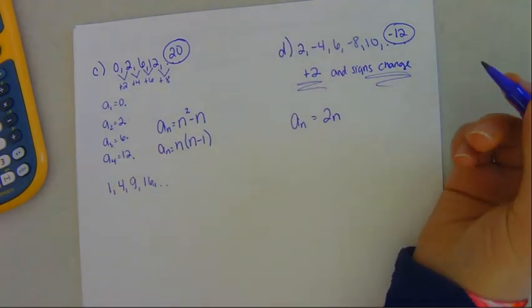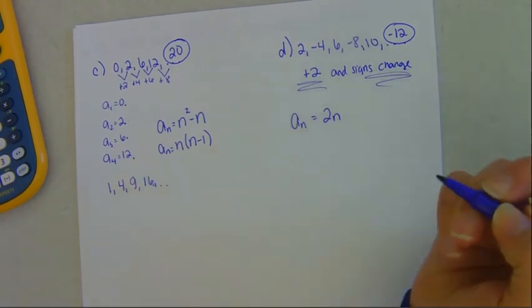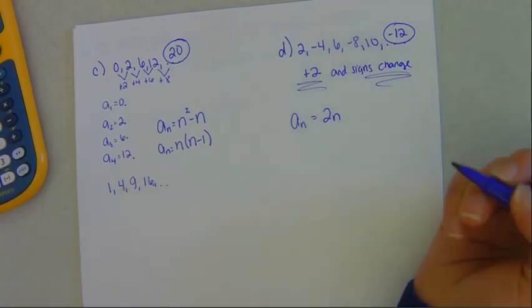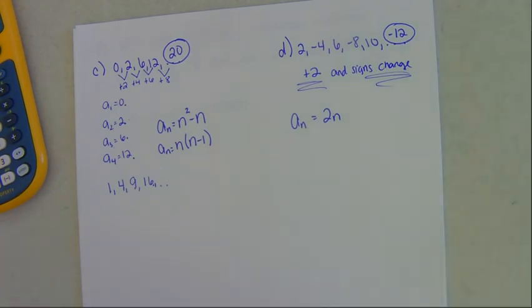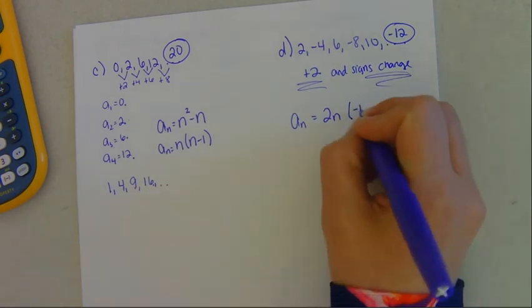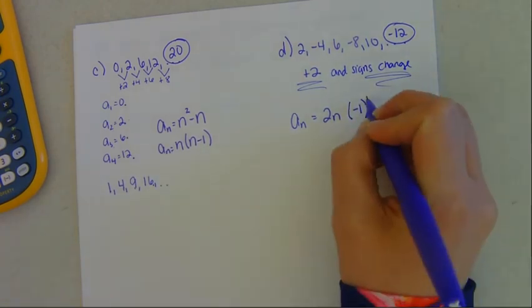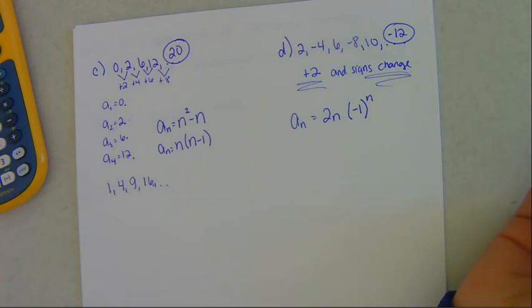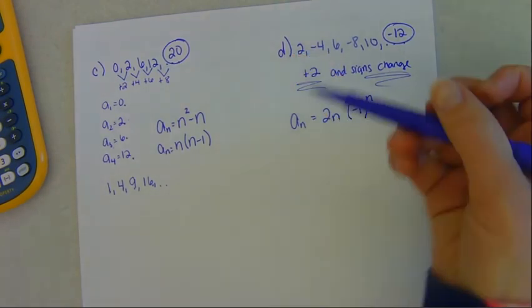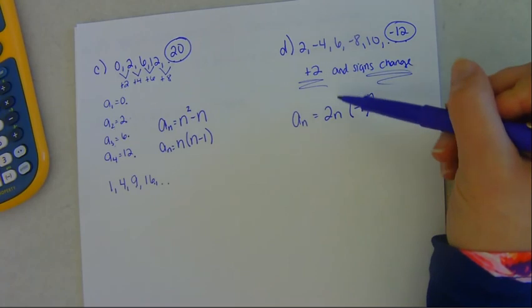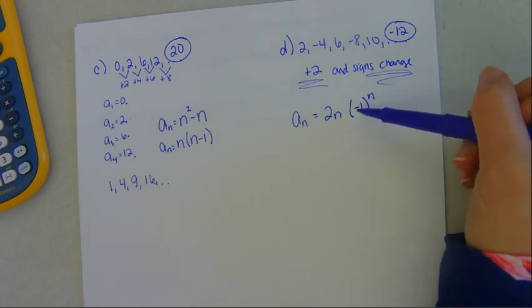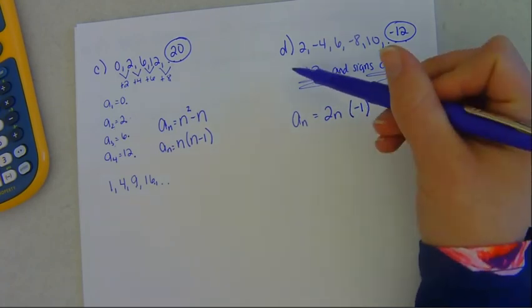So now you've thought a little bit, you're coming back here. To change from positive and negative, if you think about negatives with exponents, when you have an even exponent, the negative becomes a positive. When you have an odd exponent, the negative stays a negative. So if I have this negative 1 and I put it to the n power, think about that for a second. If I plugged in 1, that's going to give me my 2. Now negative 1 to the 1 is going to give me a negative. I need a positive 2.